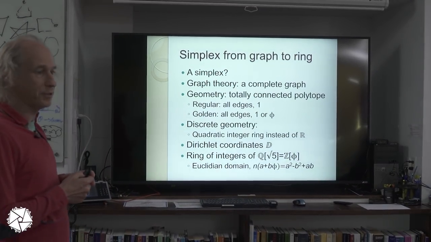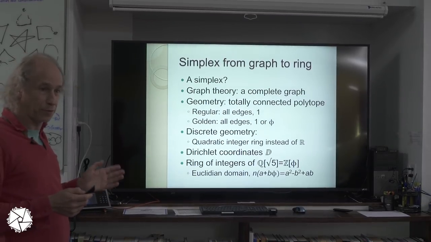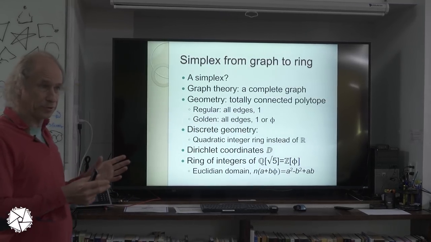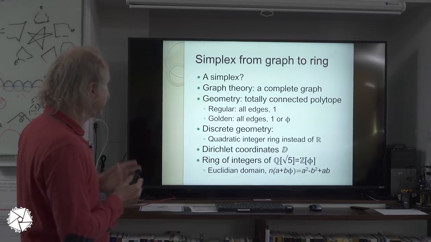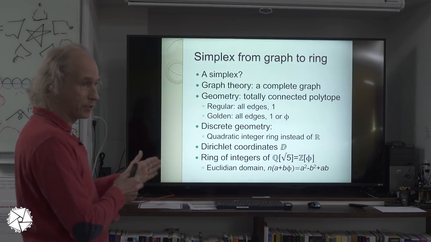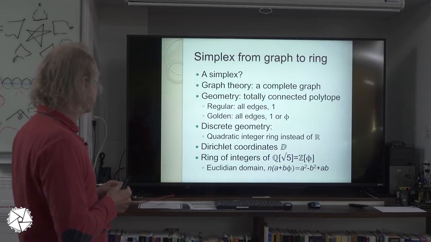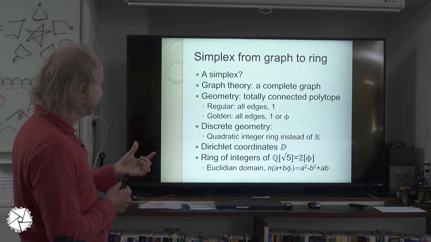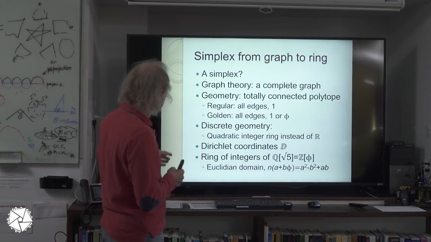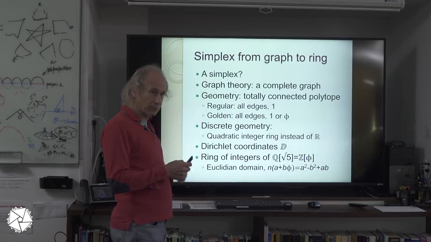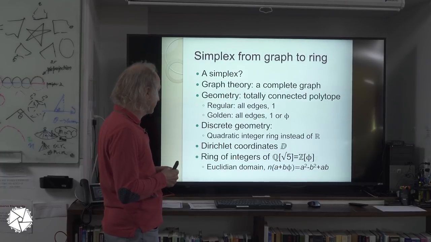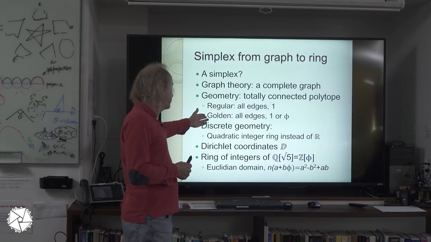So in graph theory, a simplex is just a complete graph. So all the vertices are each linked to all the others, but there is no notion of distance. In geometry, then we have the notion of distance. So there are polytopes, which are totally connected also. Each vertex is connected by an edge to each of the others. And if all edges have the same length, one, it's a regular simplex. And then we will see if the edges could only take two different distances, one and the other, which is phi, the golden ratio, times the first. And then I name these golden simplices.